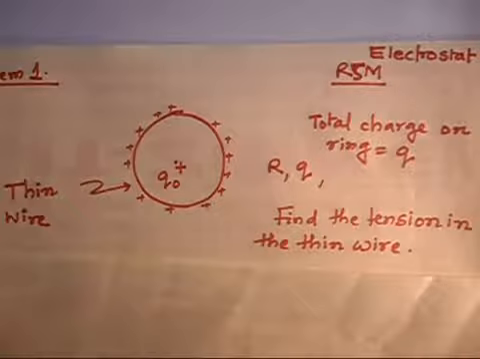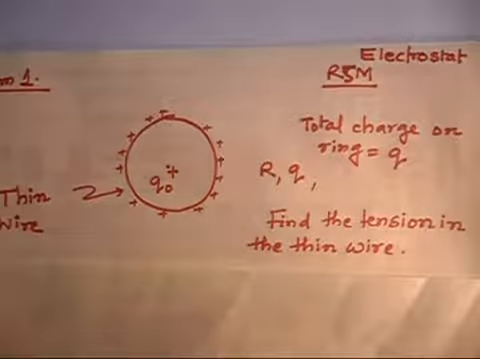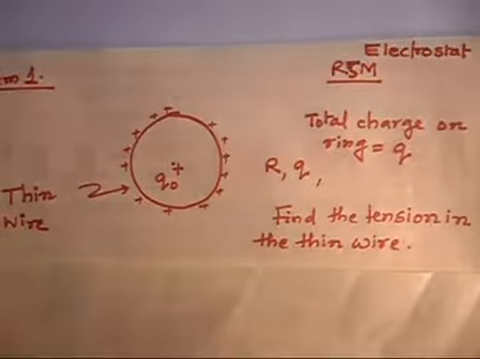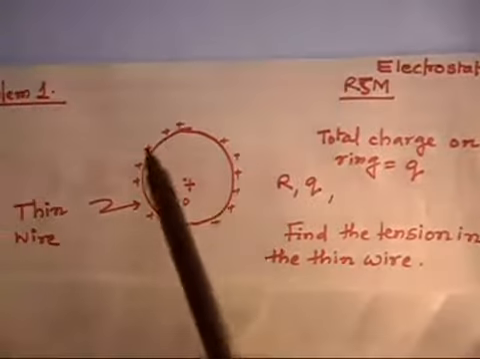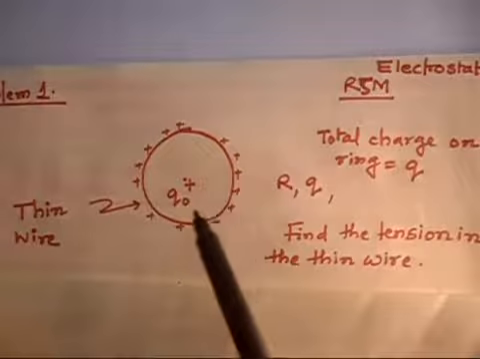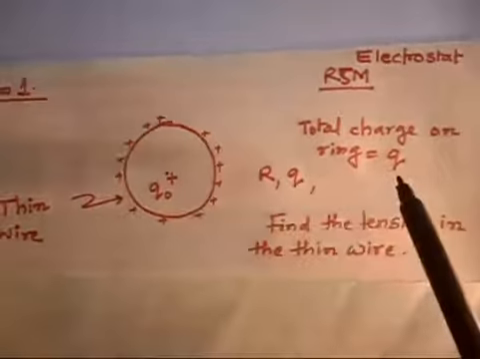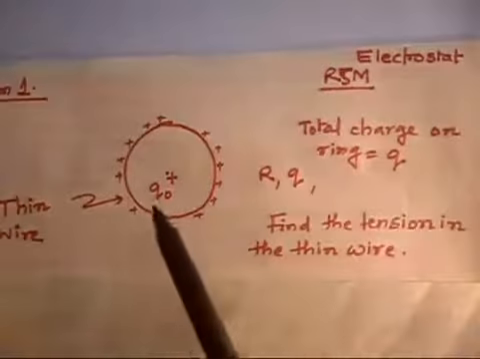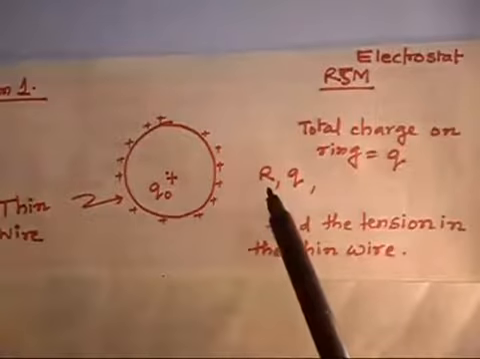Okay, so you have done this diagram. Let me discuss what this problem says. So I have a thin wire. This thin wire has a positive charge, and the total positive charge over the thin wire is Q. This is in the shape of a ring, and the radius of this ring is R.